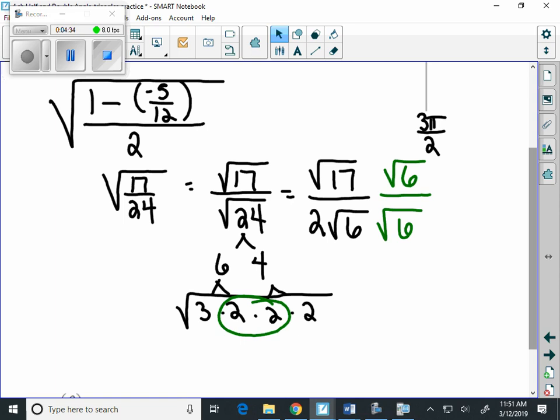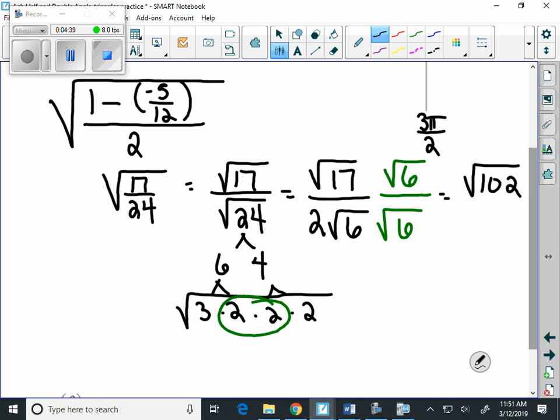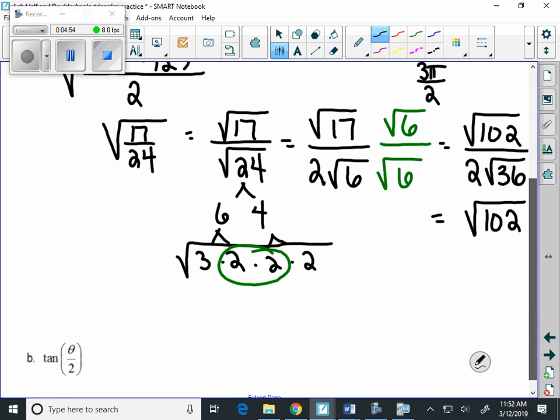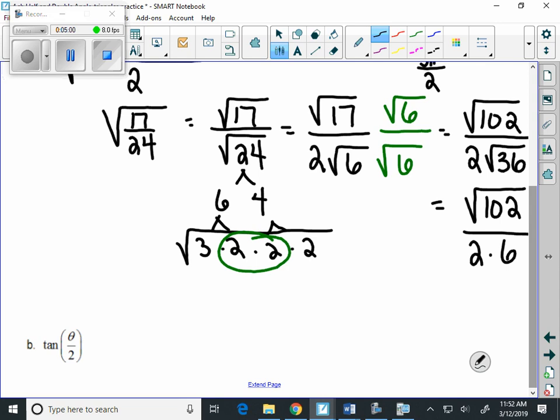17 times 6 is 102. Down here, this is 2 times the square root of 36. Square root of 6 times square root of 6 is square root of 36. And what does the square root of 36 equal? Well, that equals 6. So this is 2 times 6. And lastly, when we simplify, we get the square root of 102 divided by 12.